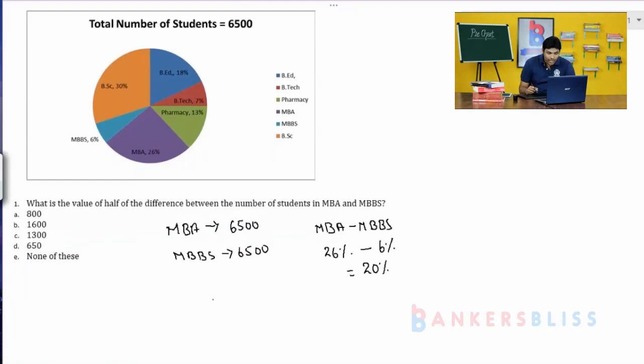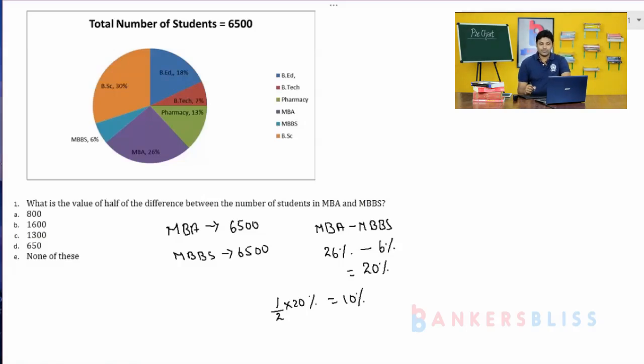Now what you have to do? You have to calculate half of the difference. So half of 20% is equal to 10%. Always remember that the 26% for MBA is calculated on 6,500, and the 6% for MBBS is calculated on 6,500. Because they are calculated on the same number, you neglect the number and directly take the percentages.